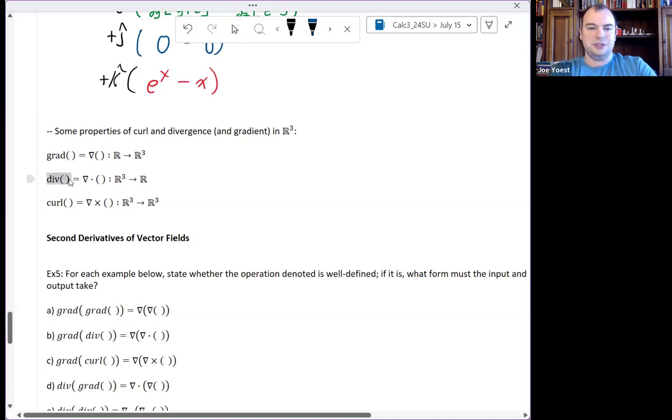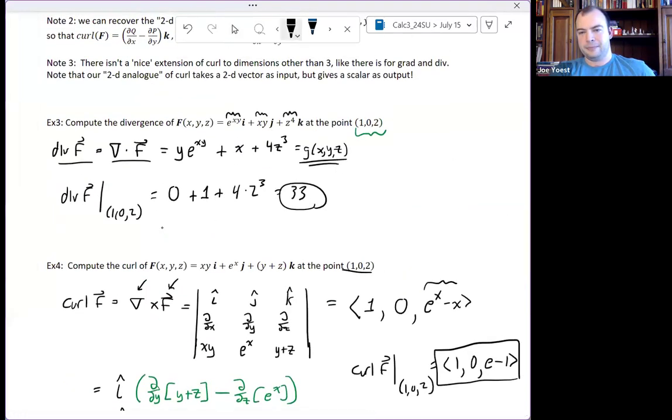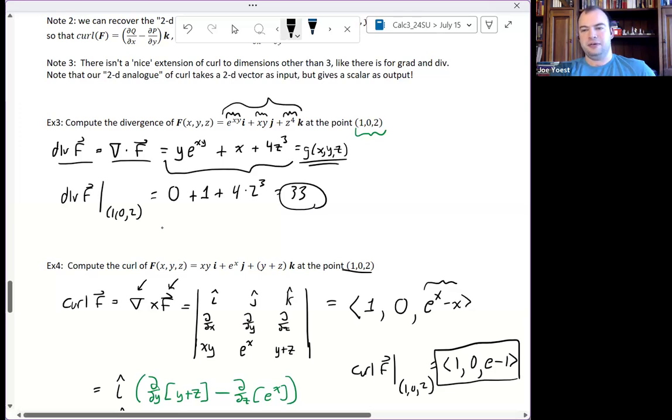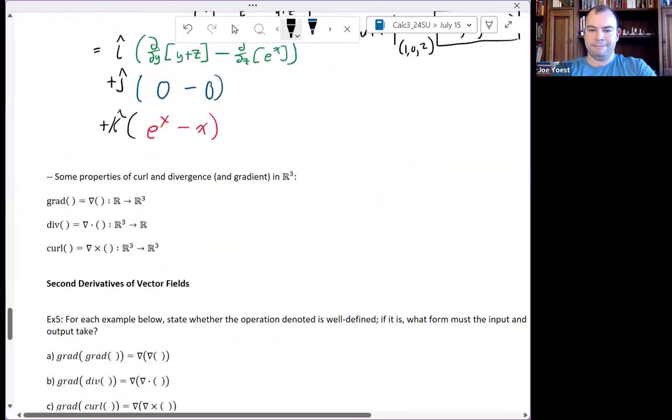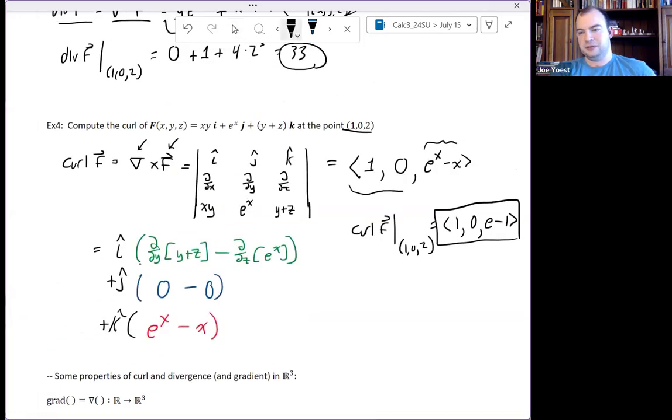The divergence takes as its input a vector field, say a three-dimensional vector, and gives as its output a scalar function. It took as input a vector field and gave as output a scalar function. And the curl takes as input a vector field, a three-dimensional vector, and gives as output also a three-dimensional vector.